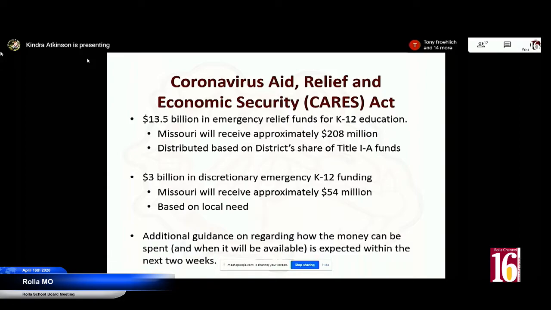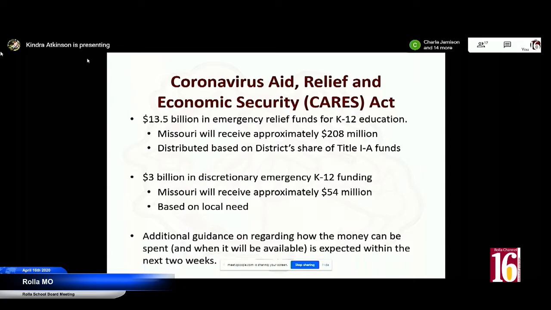We've been given some guidance on how that amount of money can be spent, the emergency relief funds, our portion of that $208 million. We're anticipating it to be close to $790,000, but we have not received official word on that. We also haven't received official word on how those funds can be spent.